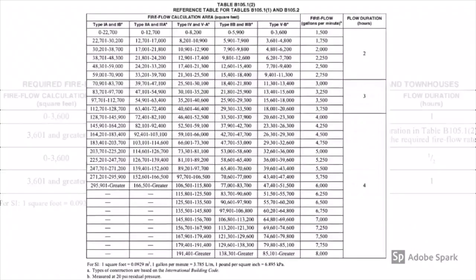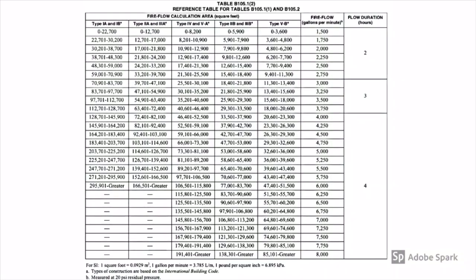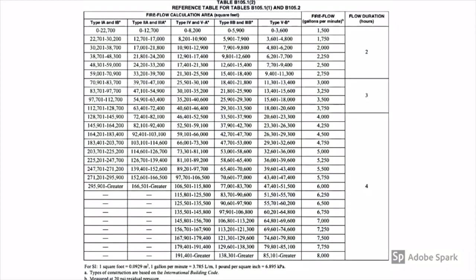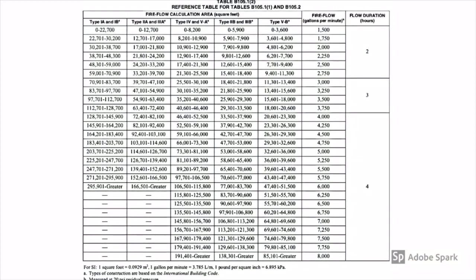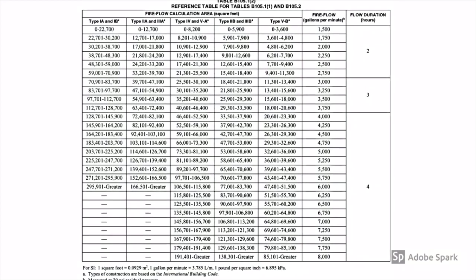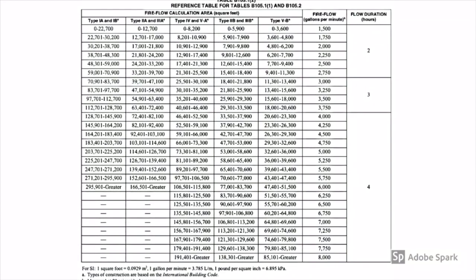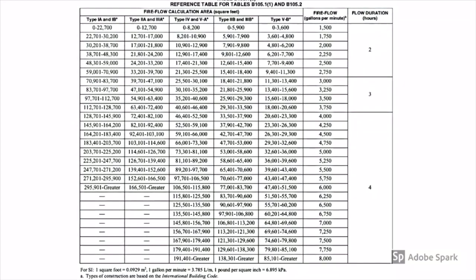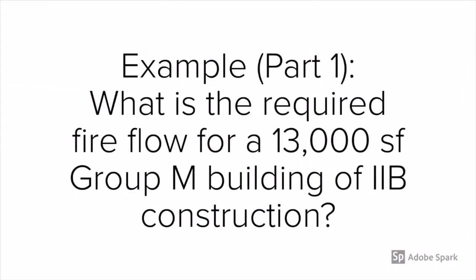This table is the commercial fire flow table, and as you can see, it's based off of the square footage of the building and construction type. Once you put those together, you can work to the right and see the actual fire flow requirement and the duration at 20 psi residual. So now let's look at an example to try to draw it all together.